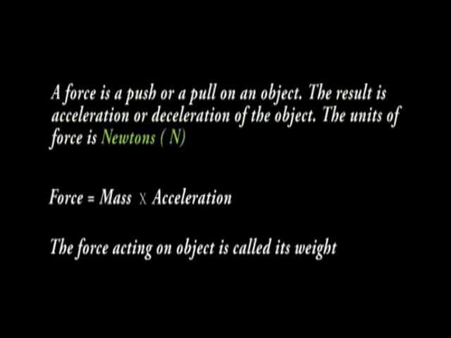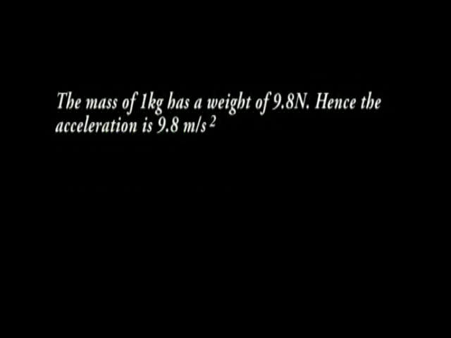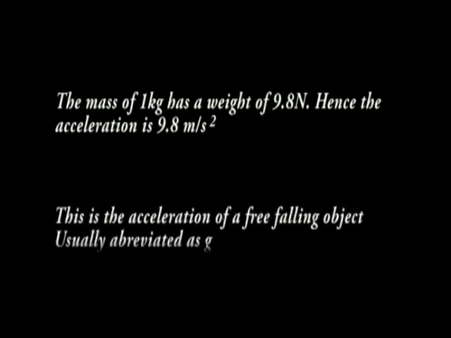Through experiment, it has been shown that the mass of 1 kilogram has a weight of 9.8 newtons. Hence, the acceleration is 9.8 meters per second squared. This is the acceleration of a free-falling object. It is usually abbreviated as small g.